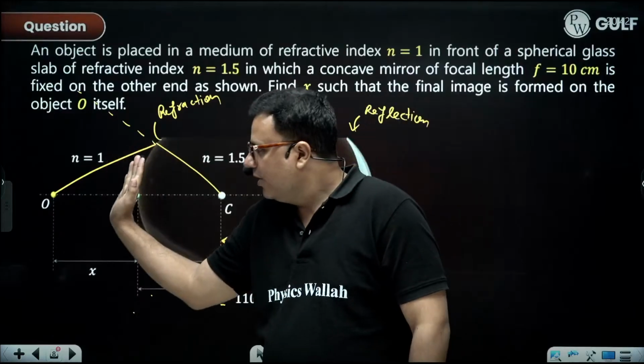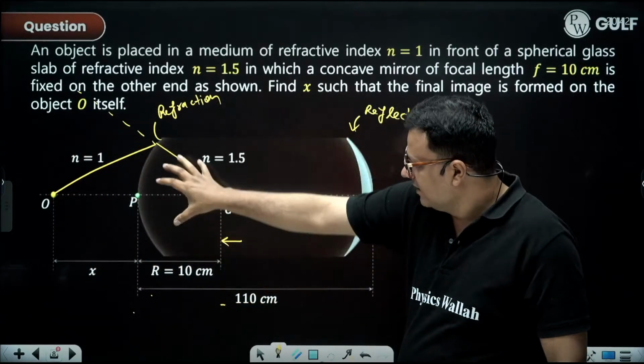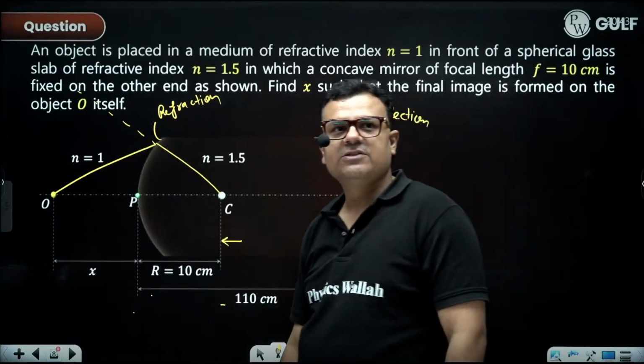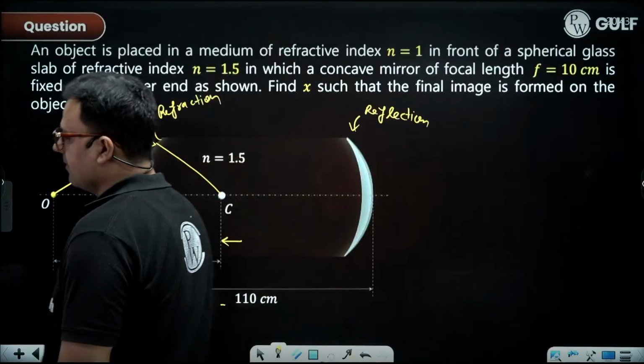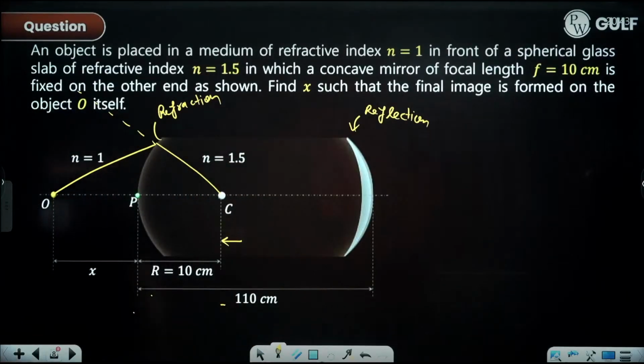Now, we are not discussing this part because we need to find out this one. Now we are discussing the scenario in between this spherical glass slab and this concave mirror. Is this point clear or not? We are discussing in between the mirror and the sphere, at the center of curvature of the mirror.